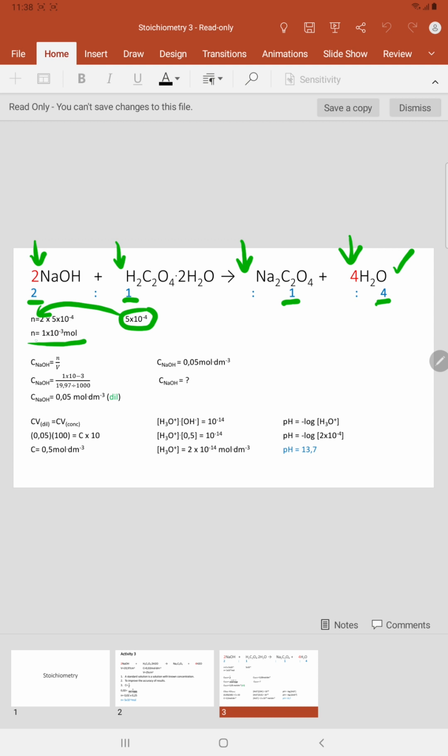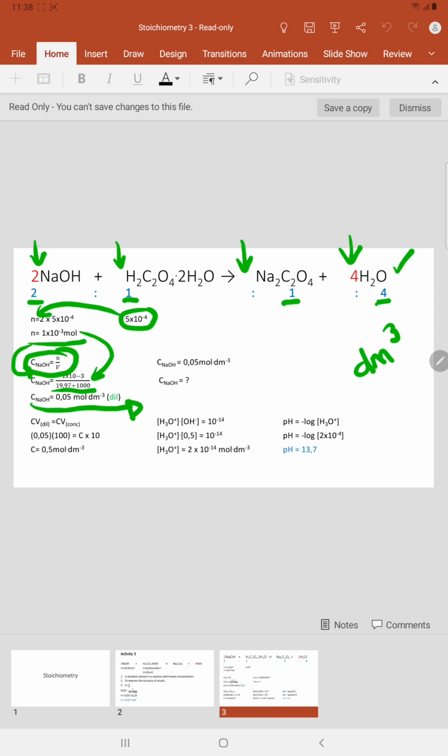Our next step will be to calculate the concentration of sodium hydroxide. So we're using the formula C is equal to n over V. We substitute the number of moles, and then we were given the volume 19.93 cubic centimeters, but we work with cubic decimeters, so we divide by 1,000. This gives us the concentration of sodium hydroxide in a dilute solution.